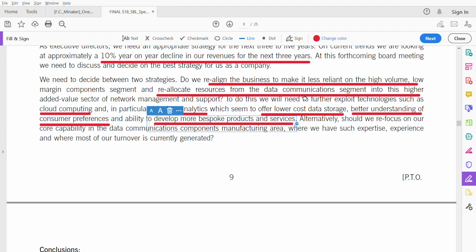Alternatively, should we refocus? Okay. So first, I'm sorry, reallocate is not the second, it is the first strategy itself. Realign and reallocate is one. And second is, should we refocus on our core capability in the data communication component manufacturing area where we have such expertise, experience, and where most of our turnover is currently generated? So refocusing on the core capability, which is data communication component, right? So refocus on core capability.